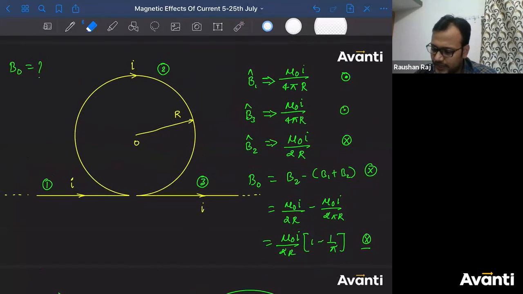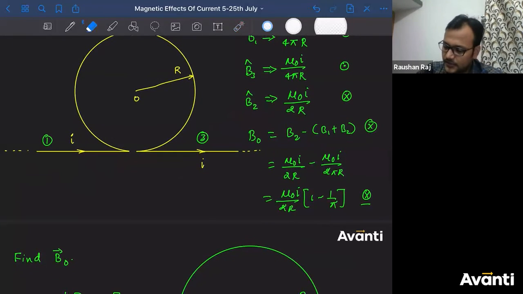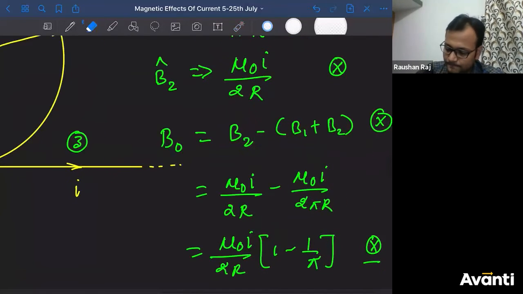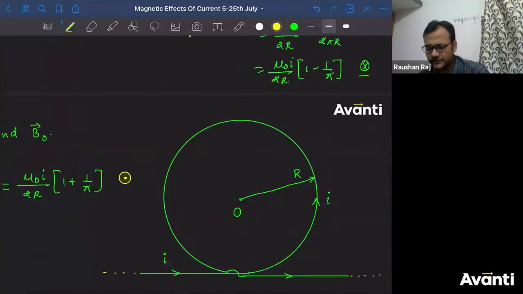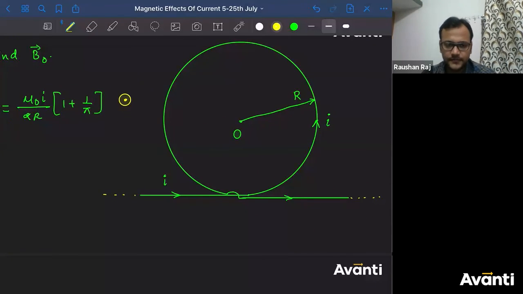यहाँ पे कुछ तो गड़बड़ है. B2 को मैंने subtract किया है. It should be B1, B3 होना चाहिए. This should be B3. All right? ठीक है. Connection is something different. अरे connection तो different है तभी तो उल्टा हुआ ना.